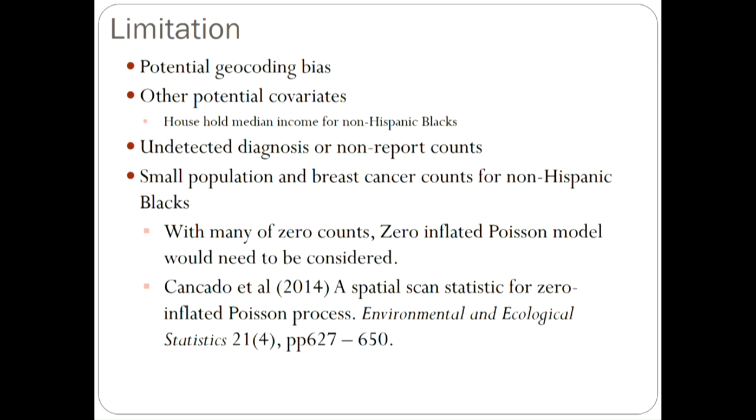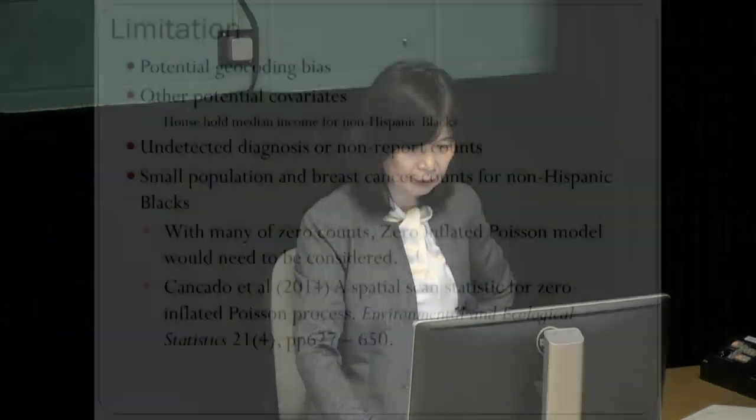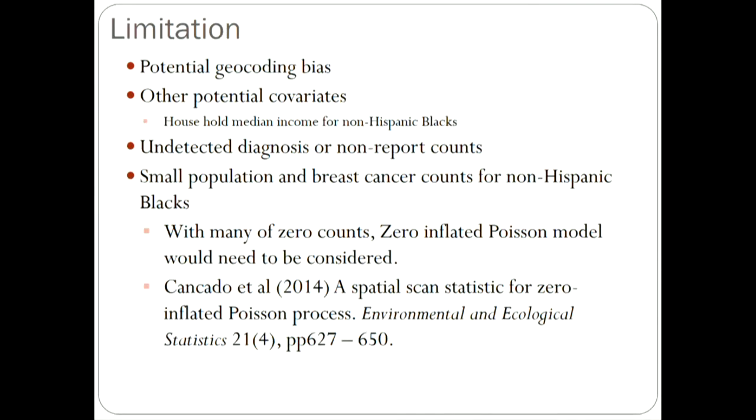The other thing is the inaccuracy of the spatial model for the non-Hispanic Black women, due to there being many 0 counts here. Yes, there are many 0 counts of breast cancer there. We should use the zero-inflated Poisson model, not the regular Poisson model, because there are too many 0 counts. So we should apply, using the most recent study results, the zero-inflated Poisson model, not just the regular Poisson model, with SaTScan here.